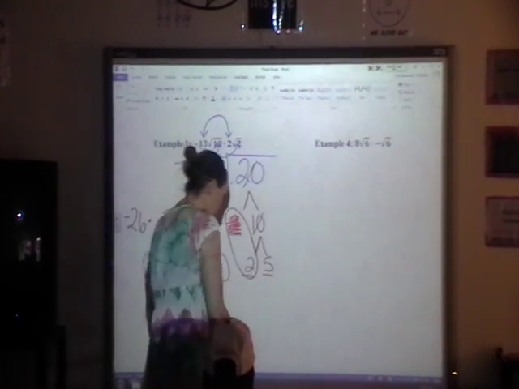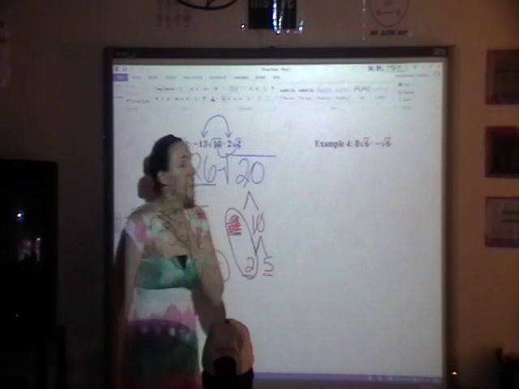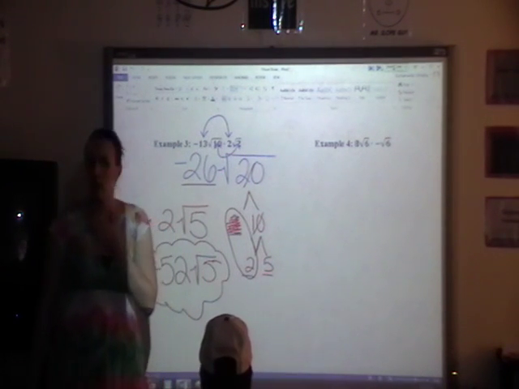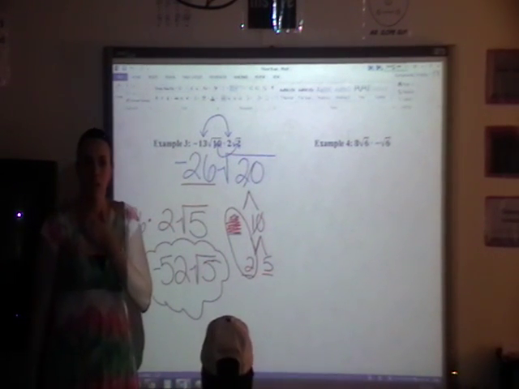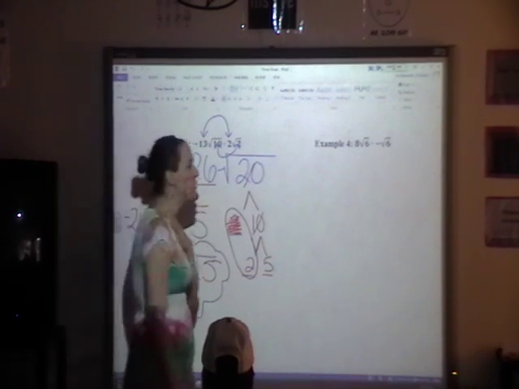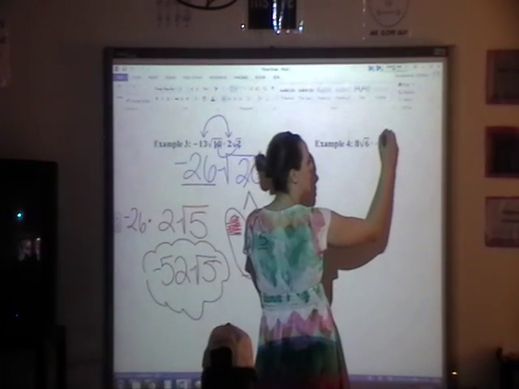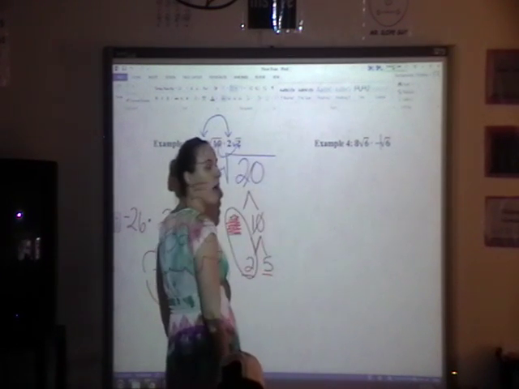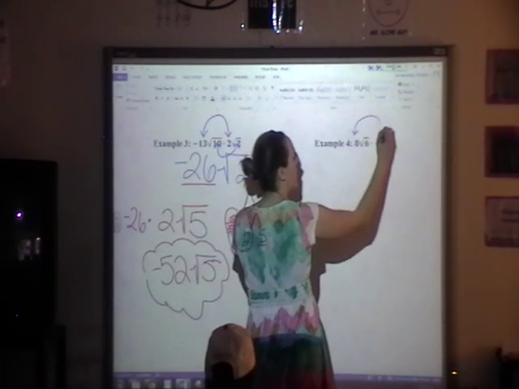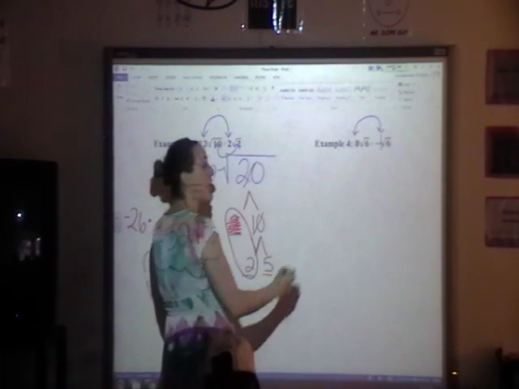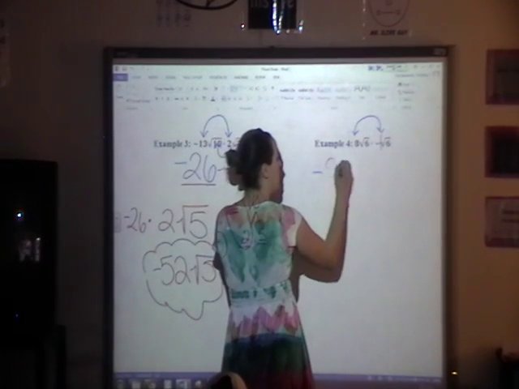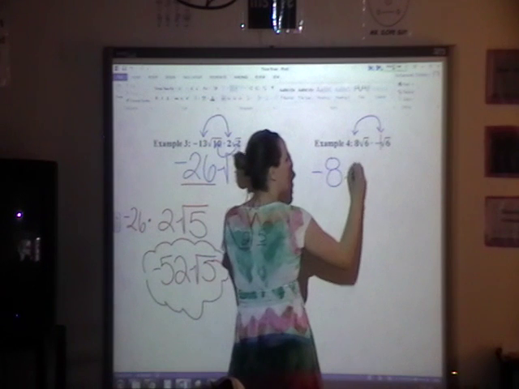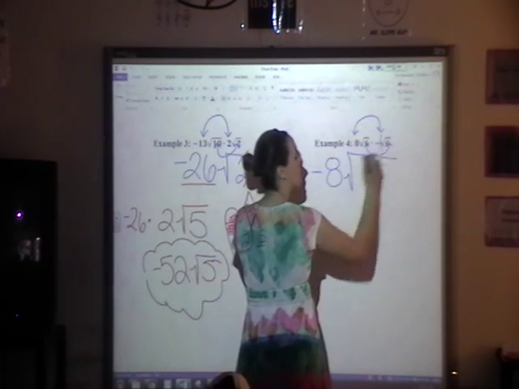Example 4. We have 8 radical 6 times negative radical 6. What did you treat this negative as, Andrew? A 1. So we have 8 radical 6 times negative 1 radical 6. Multiply your outside numbers together. 8 times negative 1, negative 8. Multiply your inside numbers together. 6 times 6.